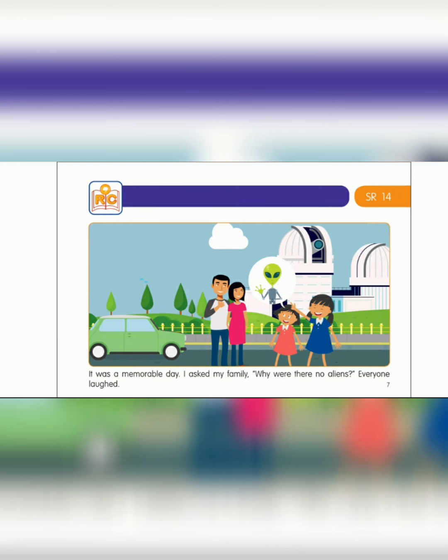Now see the seventh page of the story. It was a memorable day. Memorable means which we remembered always. I asked my family, why were there no aliens? Everyone laughed.